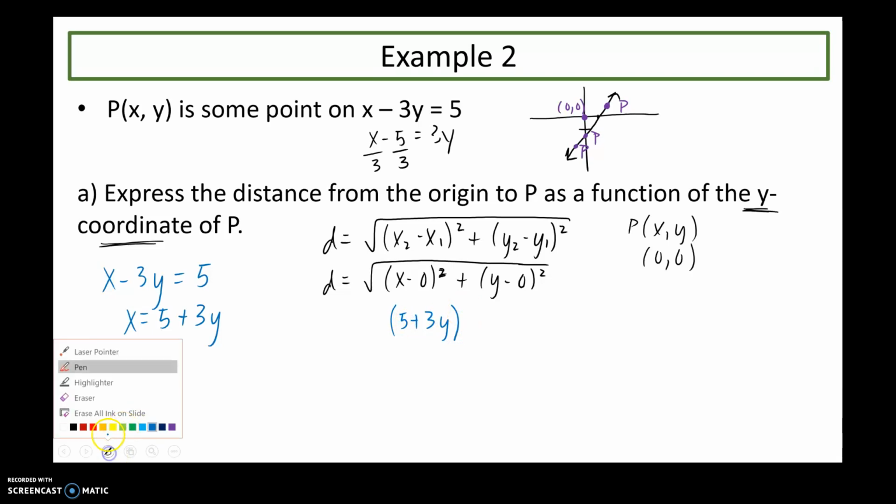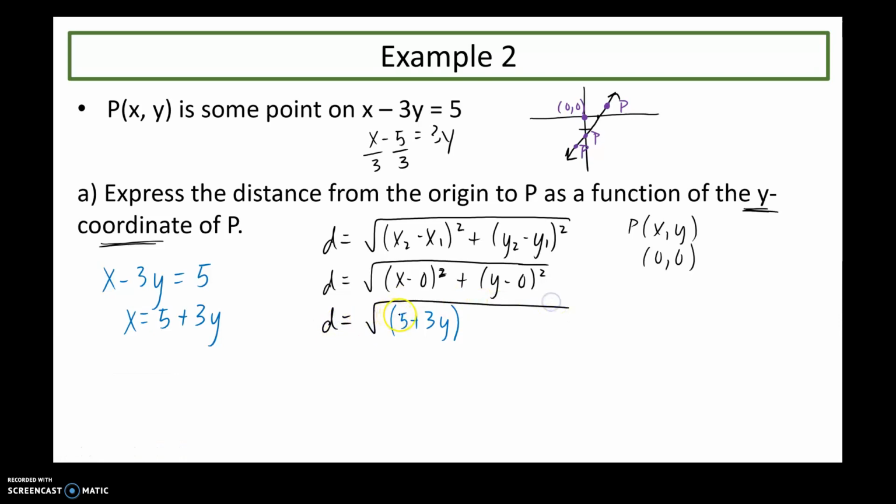Okay. So I have distance equals the square root of x squared plus y squared. Now, I am going to make you expand this and simplify it. Notice my distance only has one variable in it, the y coordinate. That's what the question asks, but the next part does ask you to maximize or minimize it. So let's do a little bit of side work here and simplify this.